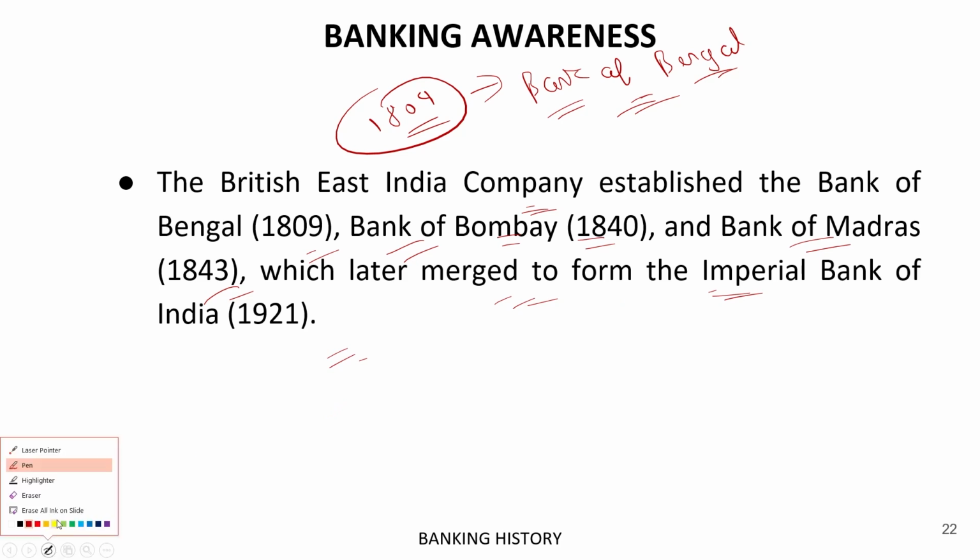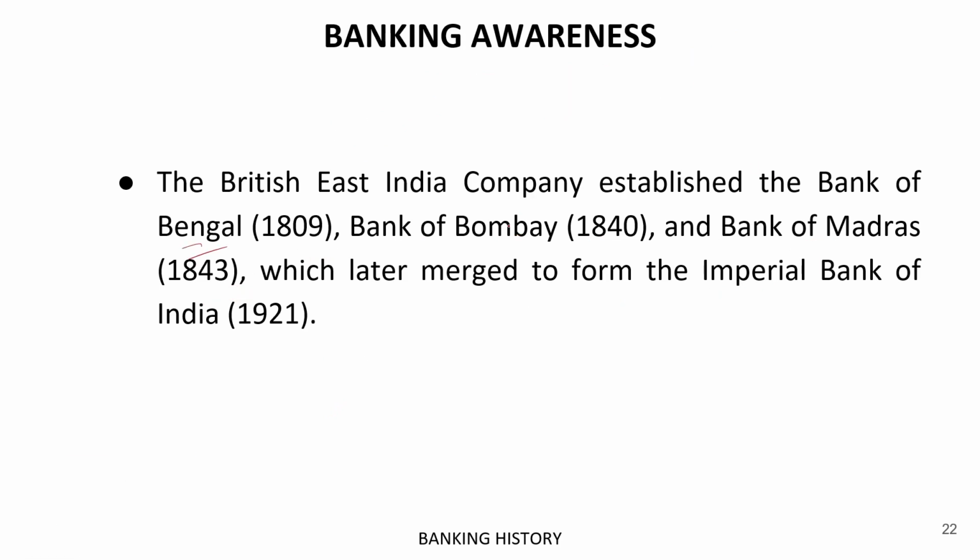So basically, all these banks, if you look at Bengal, Bombay and Madras, what is the common thing you notice in them? I'm giving you 5 seconds to think about it. 1, 2, 3, 4, 5. That's it. Nothing you have noticed, right? But let me tell you one thing. If you say all these are banks, then it's not right. If you look at Bengal, Bombay and Madras, they all were the British presidencies.